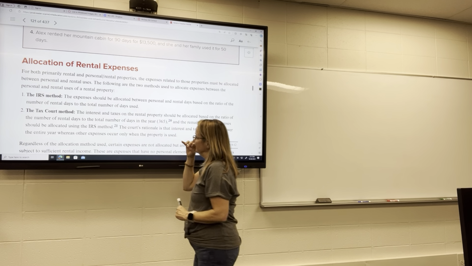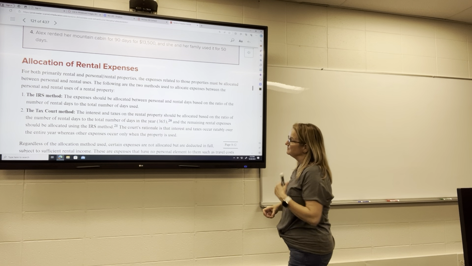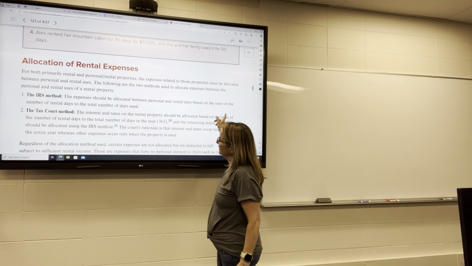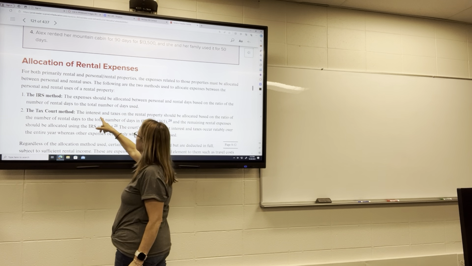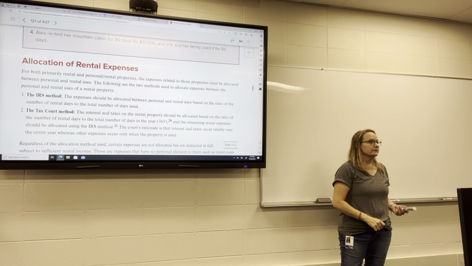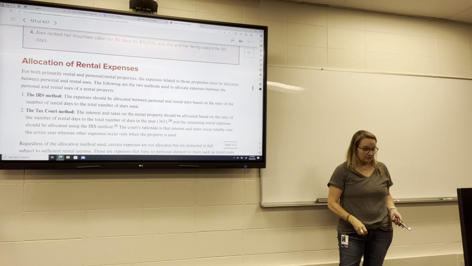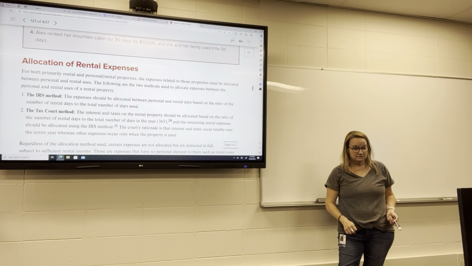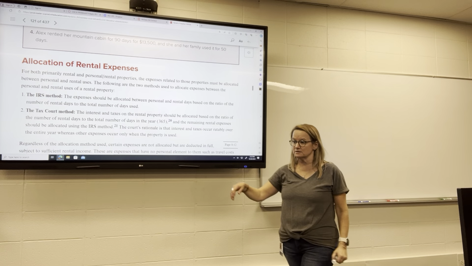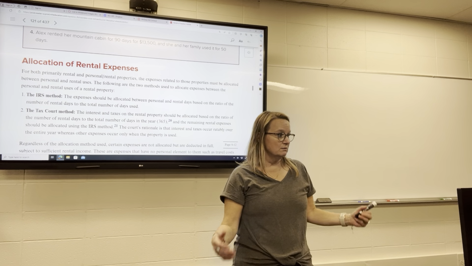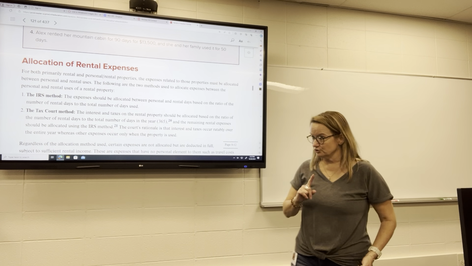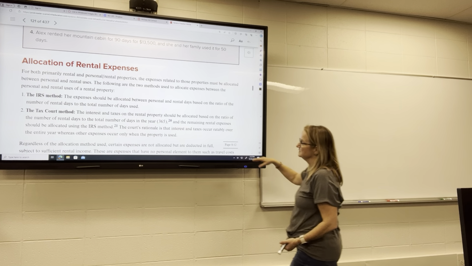One is called the IRS method. The expenses here are allocated between personal and rental days based on the ratio of the number of rental days to the total number of days used. So the denominator could be smaller than 365 in this case. If you're using it for personal purposes for 20 days and rental purposes for 30 days, your denominator is going to be 50. We'll go through some examples here.